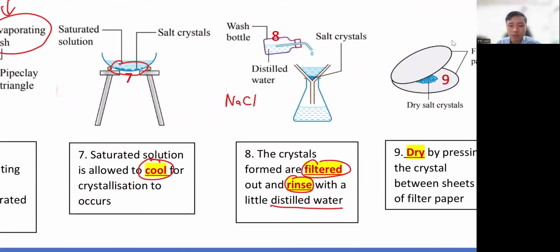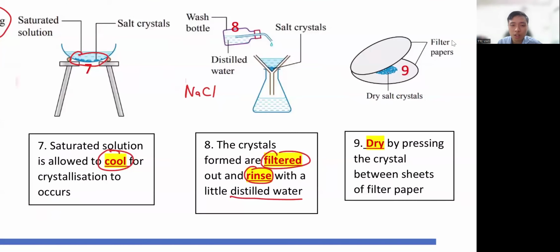You call it rinse. Rinse a bit, just like your vegetables. When you buy vegetables, you try to rinse them a bit so that they get cleaner. So now finally you dry it. We dry between sheets of filter paper. There are the 5 steps.